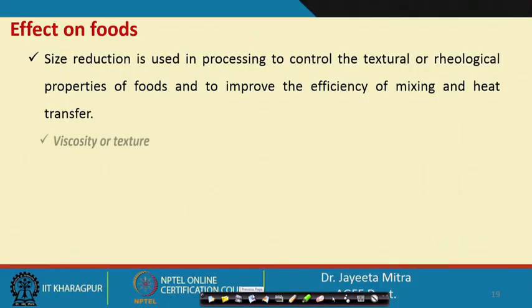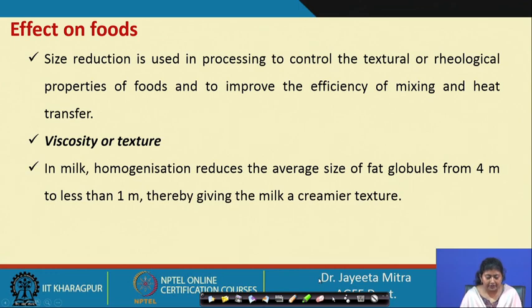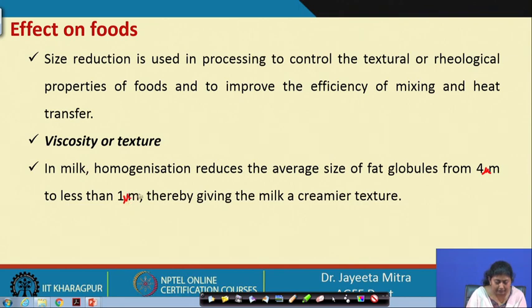If we look into the effect of size reduction on viscosity or texture, especially if we consider a particular food where we practice homogenization, such as milk, homogenization reduces the average size of the fat globules from 4 micrometer to less than 1 micrometer, and thereby gives the milk a creamier texture.